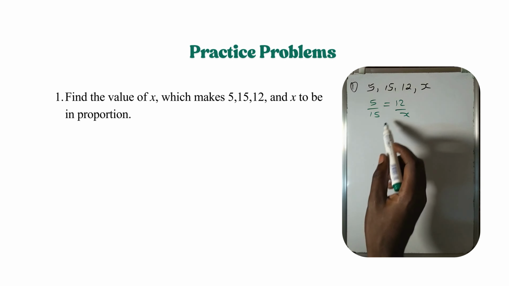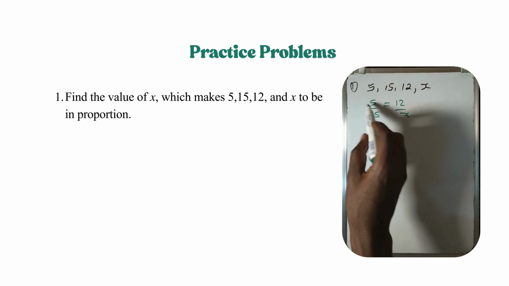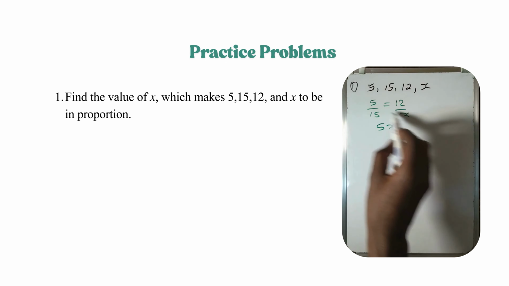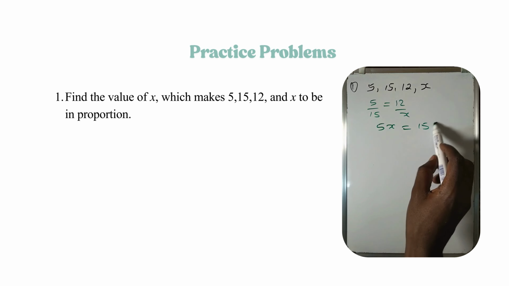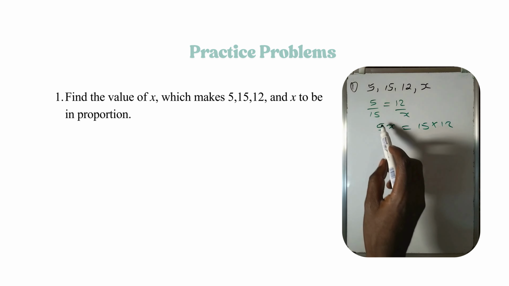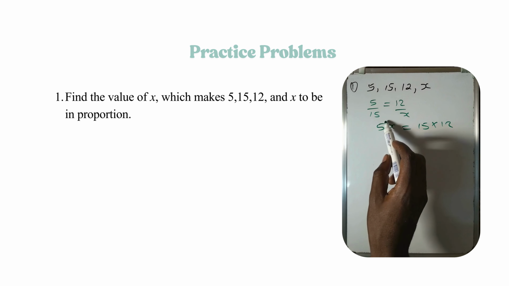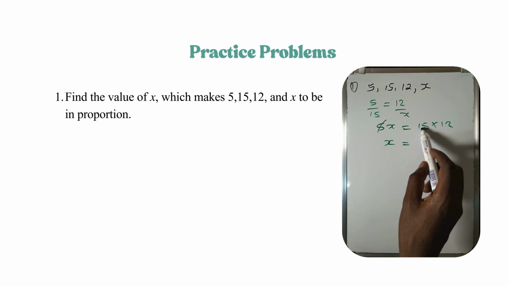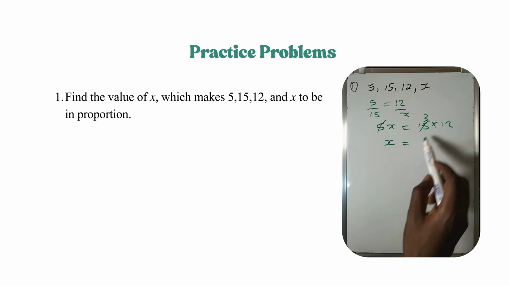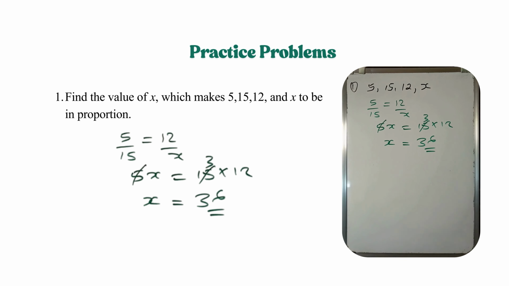If you cross multiply, you have 5 times x, which is 5x, and then 15 times 12. You can eliminate this 5, so you have x, and you eliminate it here so that you have 3. So 3 times 12 is 36.